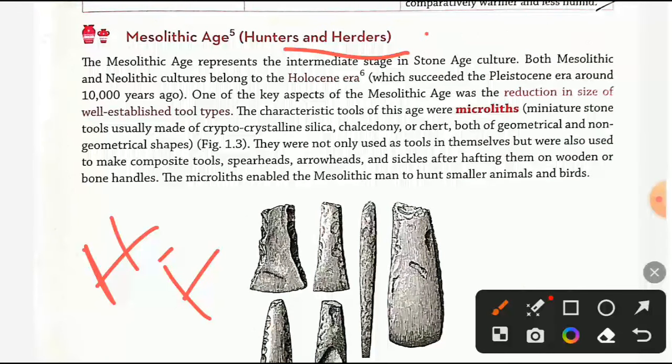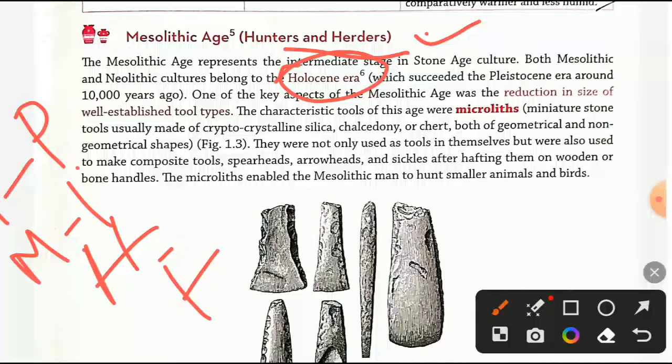Here they are hunters and herders, that is, they will also herd their animals. The Mesolithic age represents the intermediate stage. Both Mesolithic and Neolithic cultures belong to the Holocene era, and the Paleolithic was in the Pleistocene. P for Paleolithic, P for Pleistocene, and M for Mesolithic, M for Holocene. So this you have to remember.